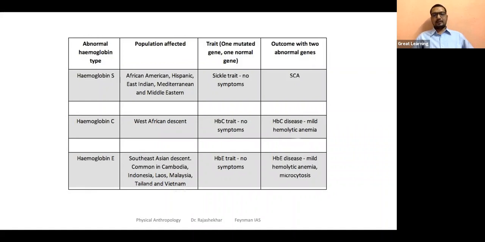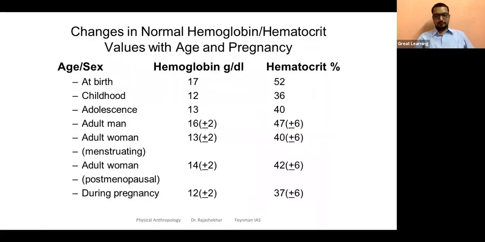Okay, ecological variation is there. We'll talk about that in acclimatization and adaptation. We'll focus on that in ecological anthropology, the next unit that we are going to start mostly day after tomorrow. There I'm going to put more focus, but today I'm going to briefly mention that. Yes, the ecological variation is also there in hemoglobin.